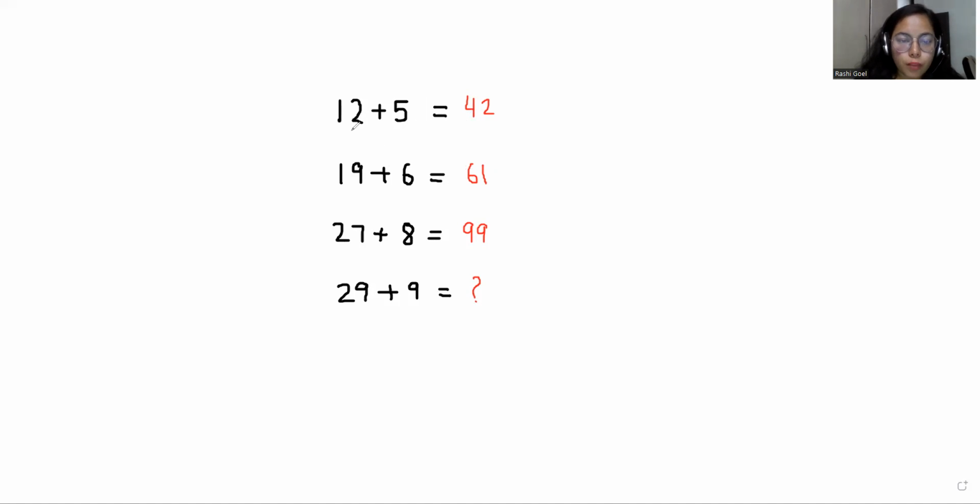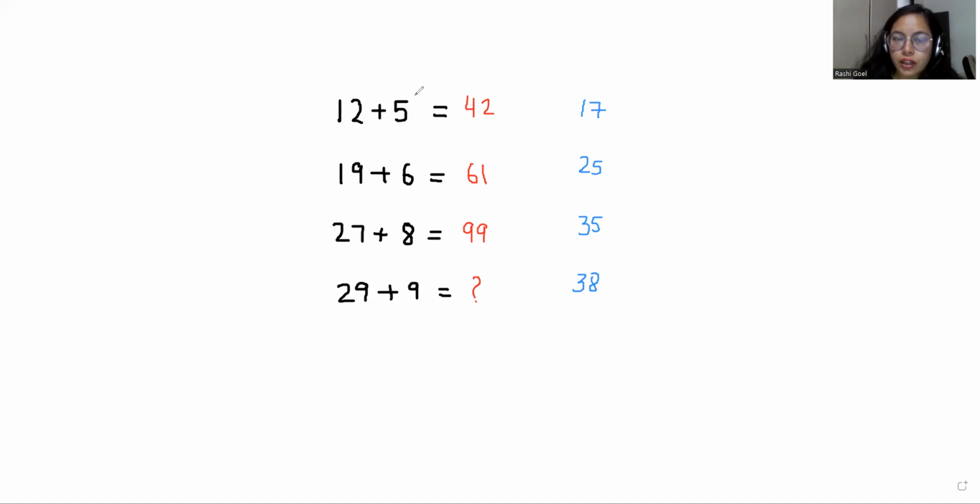Now, normally 12 plus 5 is 17, and 19 plus 6 is 25, 27 plus 8 is 35, and 29 plus 9 is 38. But here 42 is written. So how can we reach 42?